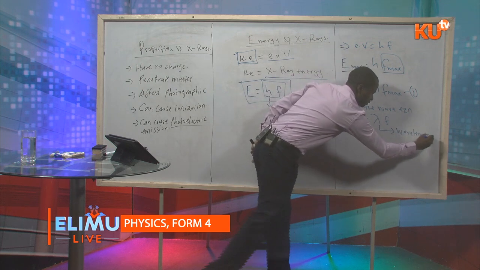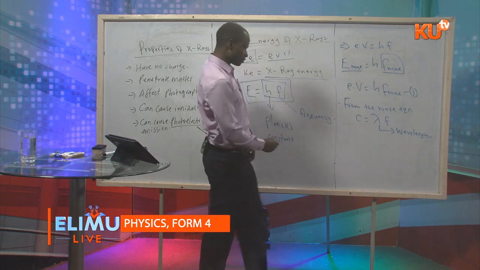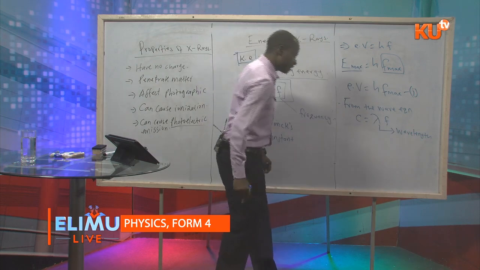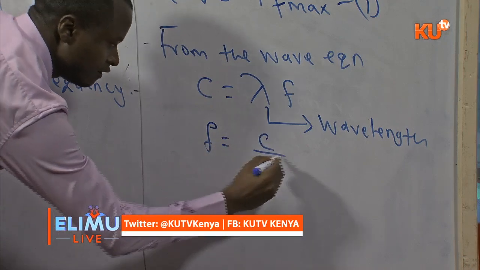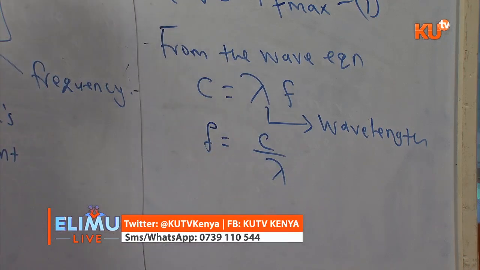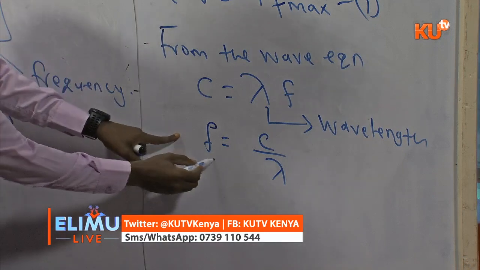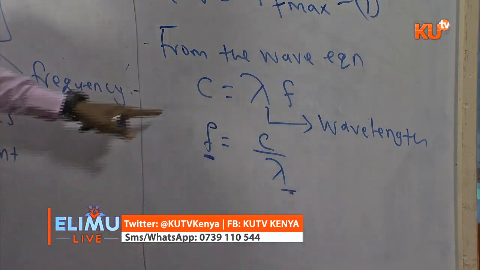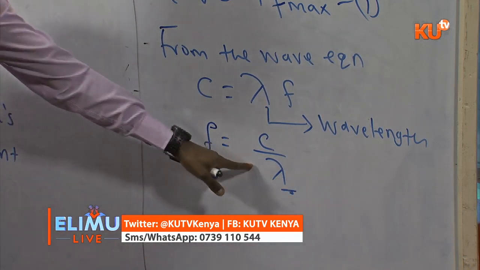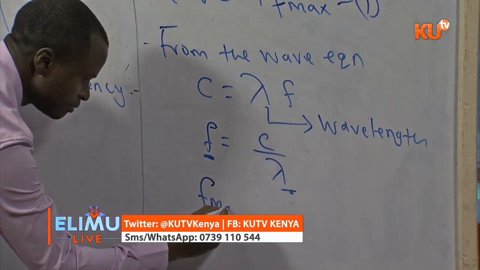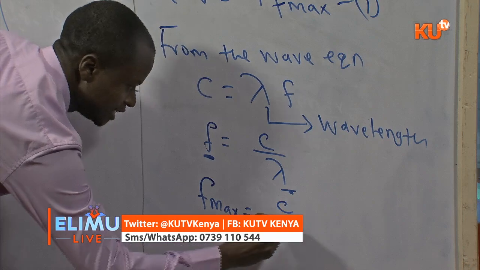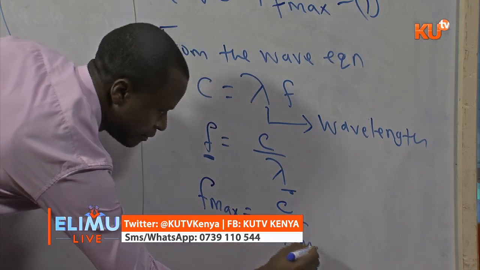This is the wavelength of the X-rays. You realize we can make F the subject, so F will be equal to C over lambda. Now, what is the relationship between frequency and wavelength? This is an indirect or an inverse relationship. That means if we want to get F maximum, we have to take C over lambda, which is minimum.